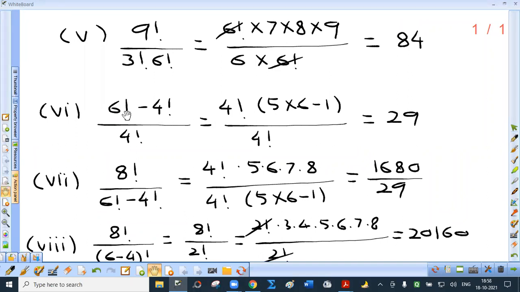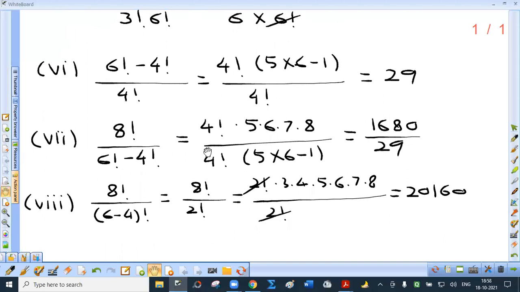Here, which is greater? 6 is greater. So I take 4 factorial common to get 5 into 6 minus 1. Why? Because 6 factorial is 4 factorial into 5 into 6. As this is taken common, so 4 factorial gets cancelled. 30 minus 1, that is 29.